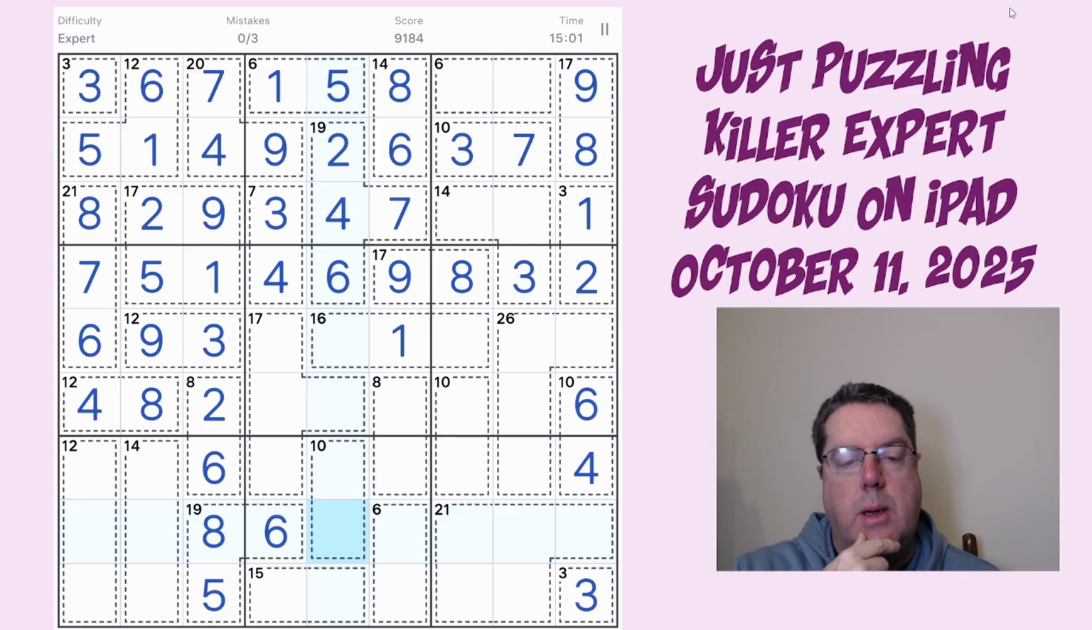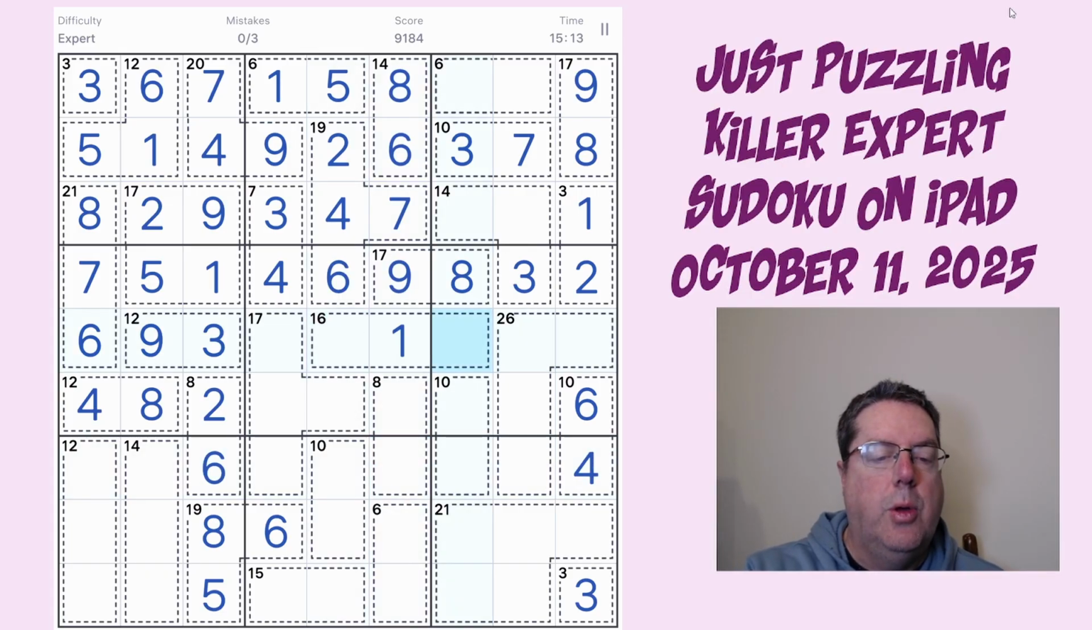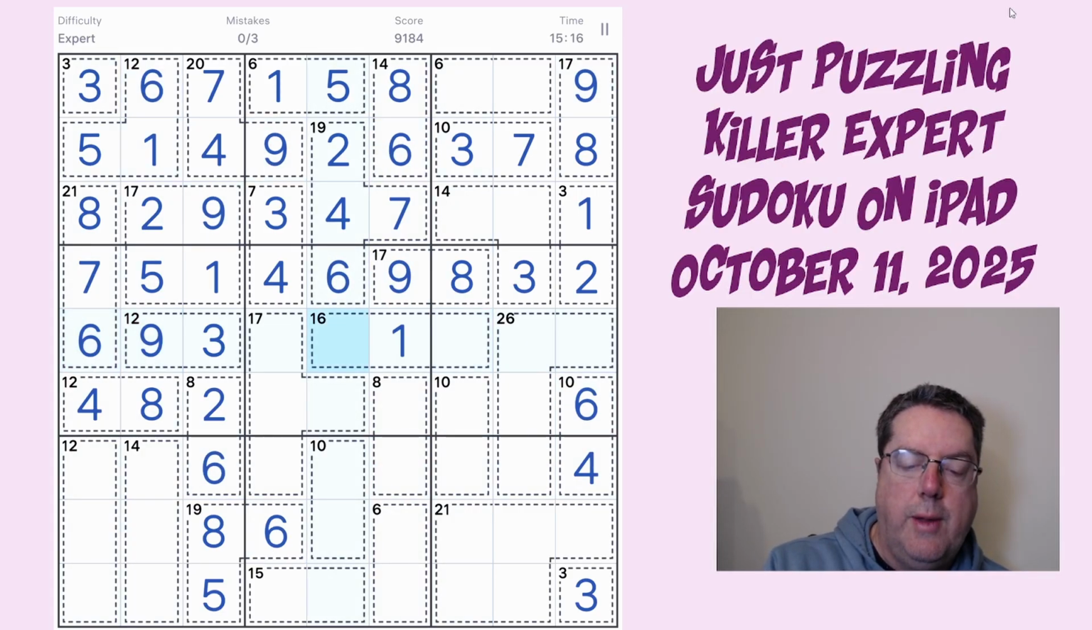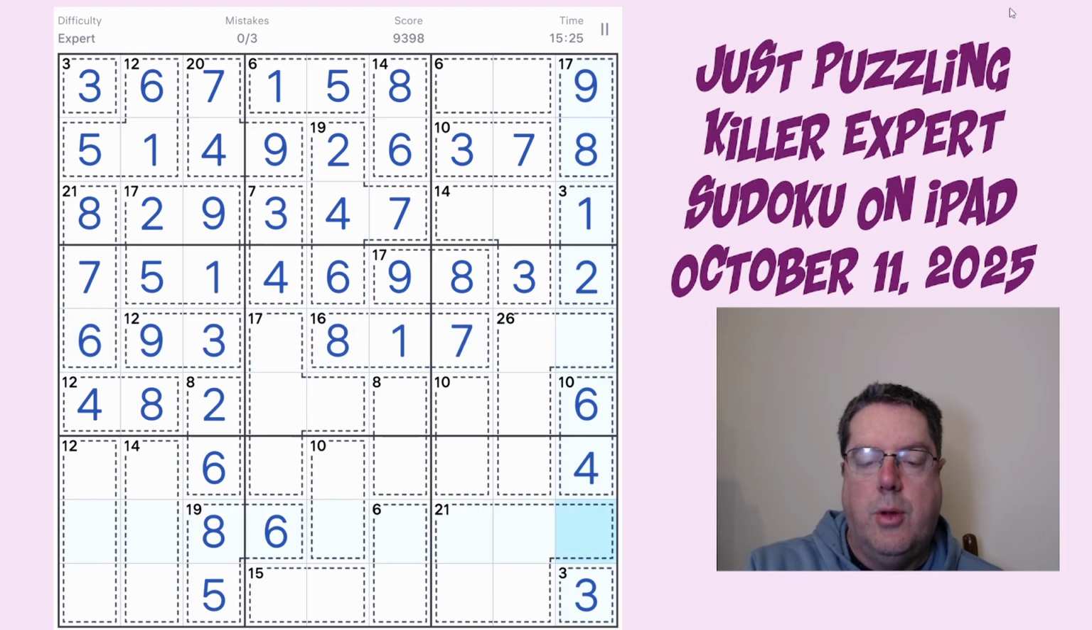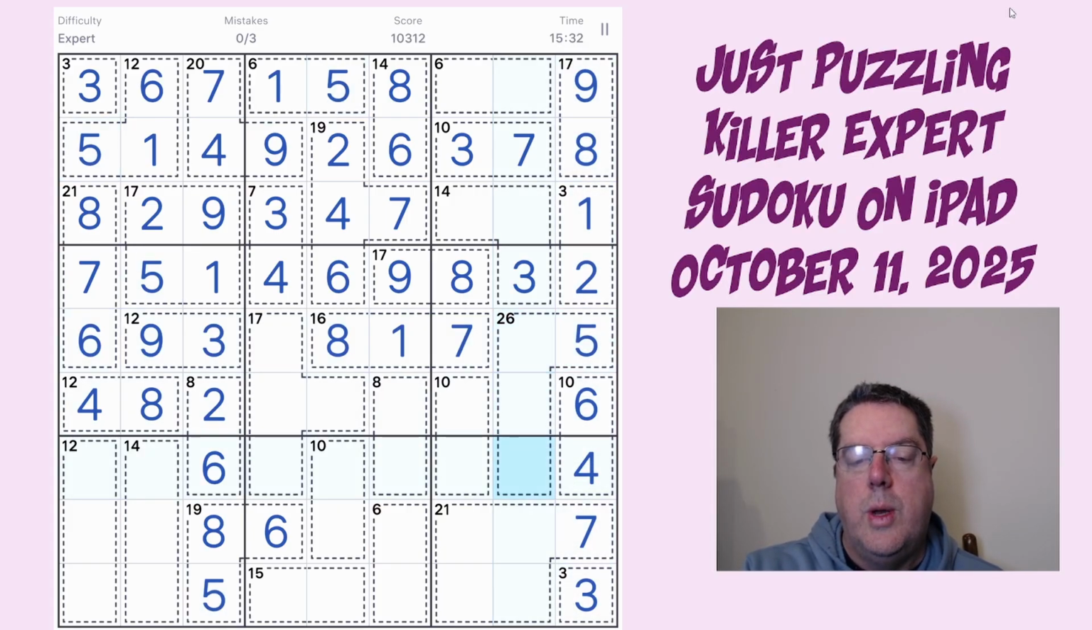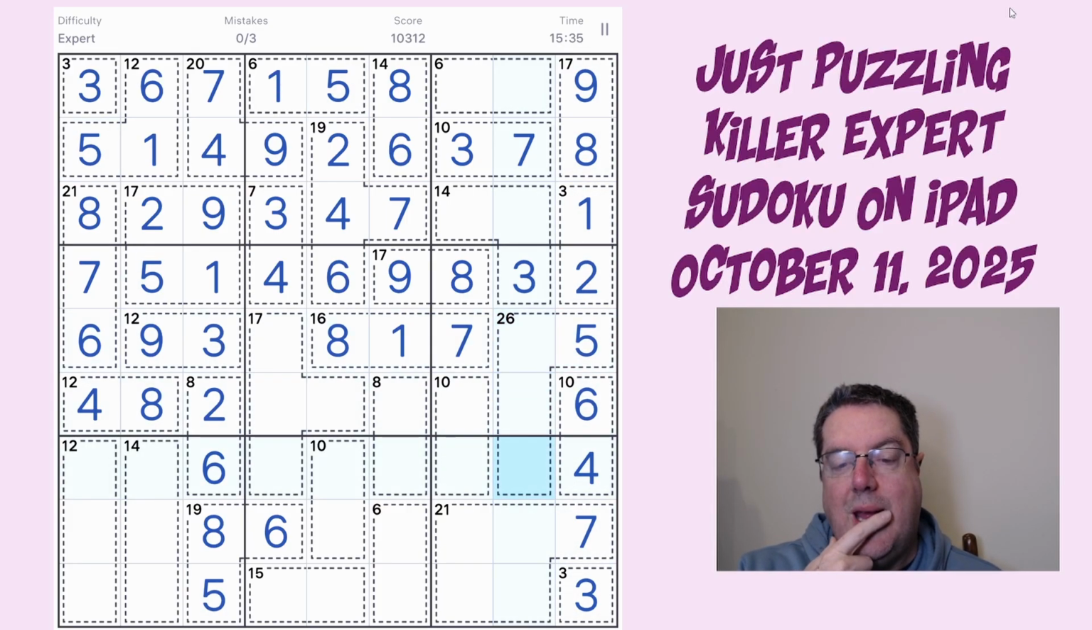4, 3, 3, 3. So 3 is one of these two. I need a 3 and 5 here, but unfortunately I can't tell you which one it is. This is going to be 8 and 7 because it's 9 and 6, and 15 is what's left. So this is 8 and 7. So that takes out that 7. So that's got to be the 7, and this is the 5. So 26, that's 21 left. So 9's going to be in there somewhere.